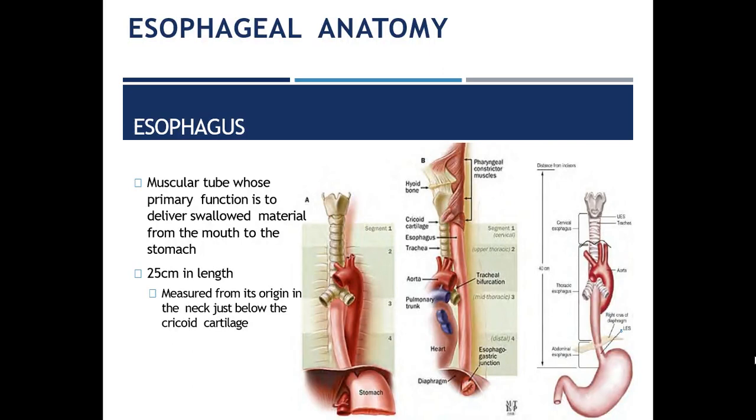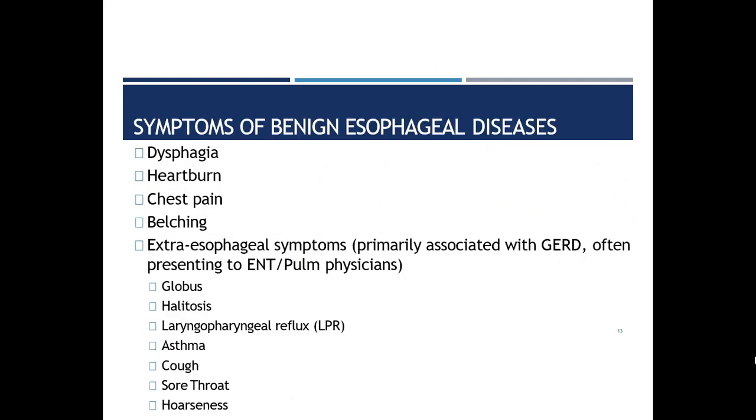You can well see in this diagram that it is 25 centimeter in length, measured from its origin in the neck just below the cricoid cartilage. But if we measure from the incisor teeth, then it is 40 centimeter.